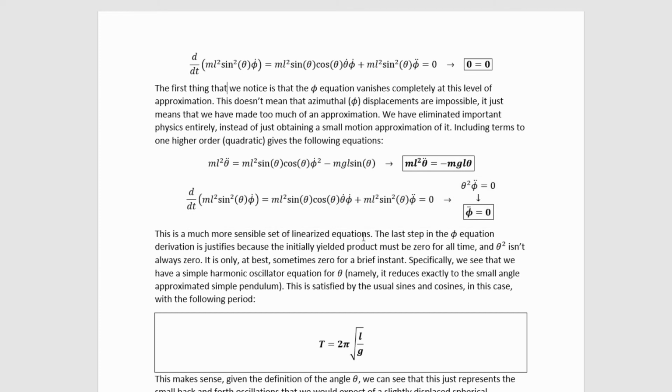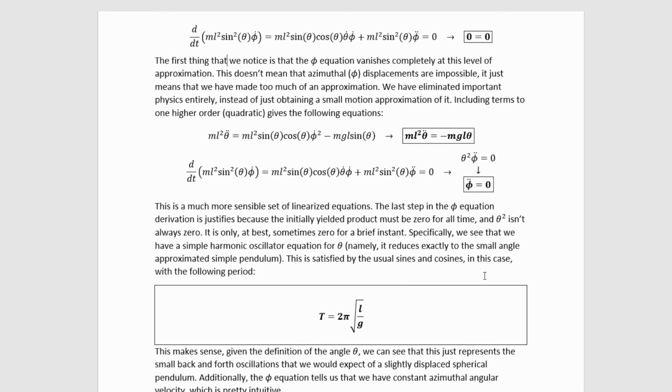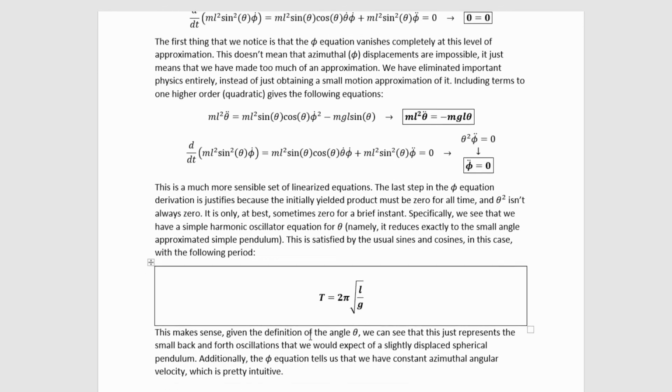The last step in the phi equation derivation is justified because the initially yielded product must be 0 all the time, and theta squared isn't usually 0. It is only at best sometimes 0 for a brief instant. Specifically, we see that we have a simple harmonic oscillator equation for theta. Namely, it reduces exactly to the small angle approximated simple pendulum. This is satisfied by the usual sines and cosines, in this case with this period here.